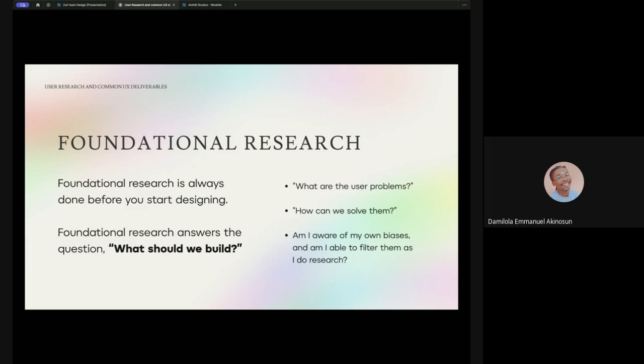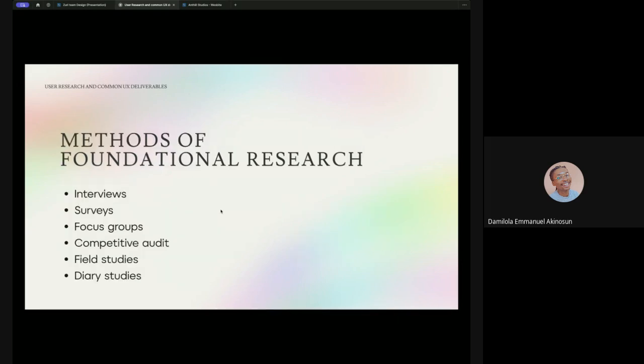So when you're thinking foundational research, you're thinking, oh, before I start designing, what am I trying to build? Like, what should we build? Even when we figured out what we're trying to build, what are the user problems, really? How can we solve them? Right. So those are the kind of questions that foundational research answers. All right, let's move on. Now let's talk about the methods of foundational research.